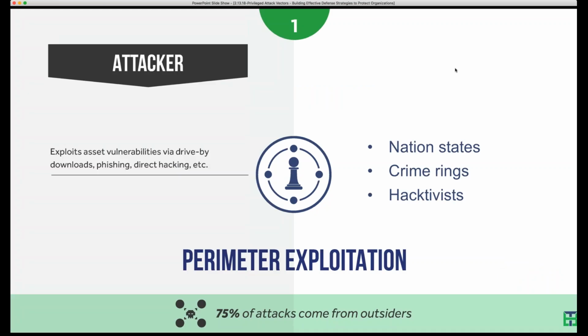The attacker can start anywhere on the outside. And again, this assumes that the insider is somehow working as a form of an outsider-type presence. Whether it's nation-state, crime rings, or hacktivists, they're using the most common techniques we see every day. Whether it's drive-by downloads, phishing attacks, or directly hacking something, they're finding a way into our organization.